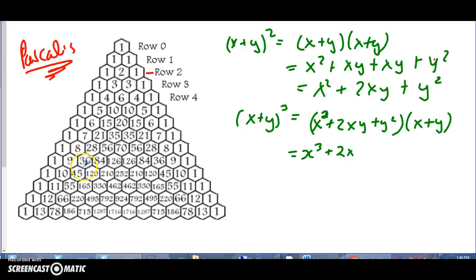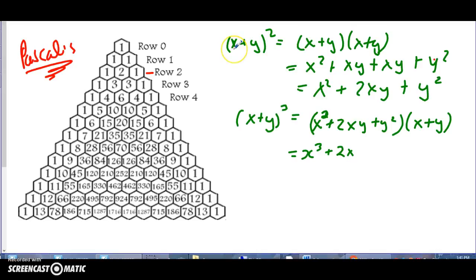You notice that there's repetition here. Okay, so 1, 9, 36, 84, etc., etc. And there's more cool stuff that we'll see in a second. Now, why do we care about this? It's because it helps us understand what happens when we expand binomials.